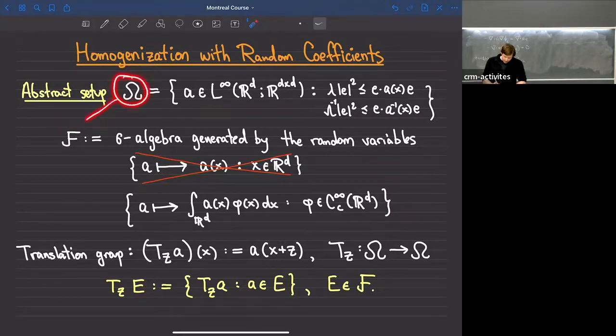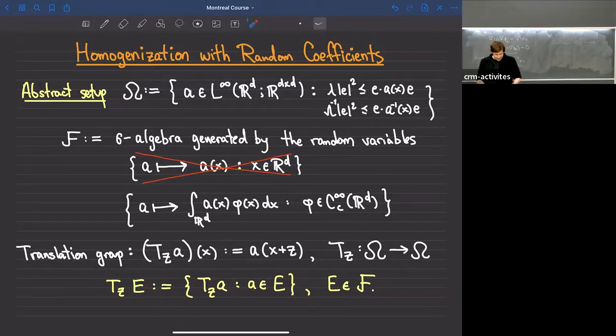So I have omega and F. This is my measurable space. And I'm going to have to do some dynamical systems stuff, unfortunately, in order to talk about the ergodic theorem.